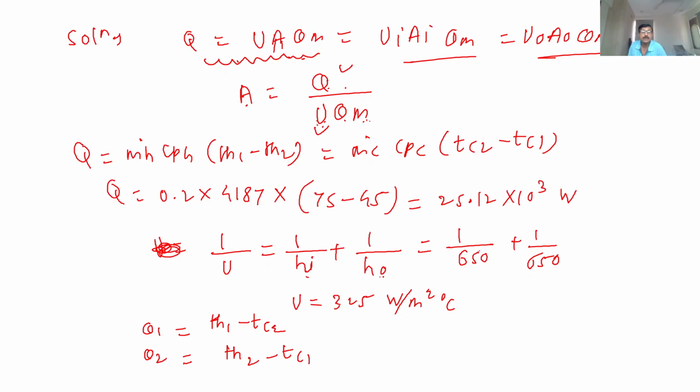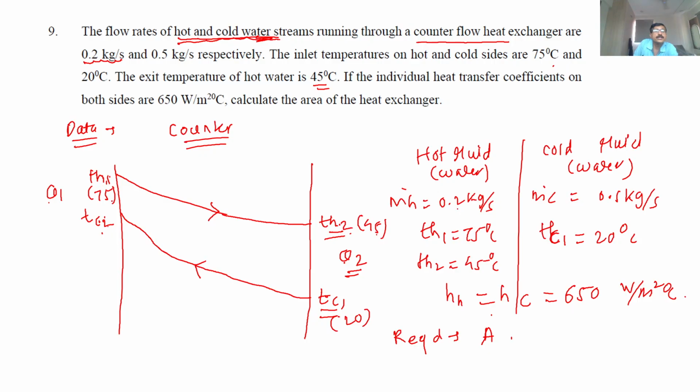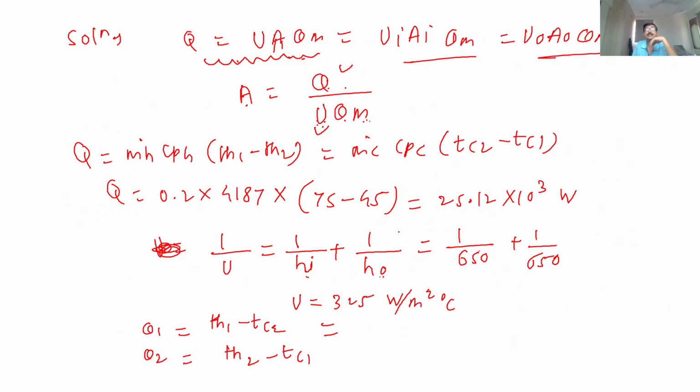Now theta 1 is equal to TH1 minus TC2. TH1 is 75, but TC2 I don't have, and that is the problem. Just wait here, I will come to theta 1 and theta 2 later. First we need to know TC2, because only 3 temperatures are known. From 3 temperatures we need to find the 4th unknown. How to do it? See here, you know the Q value. This I can equate with this, because the energy balance equation states that.